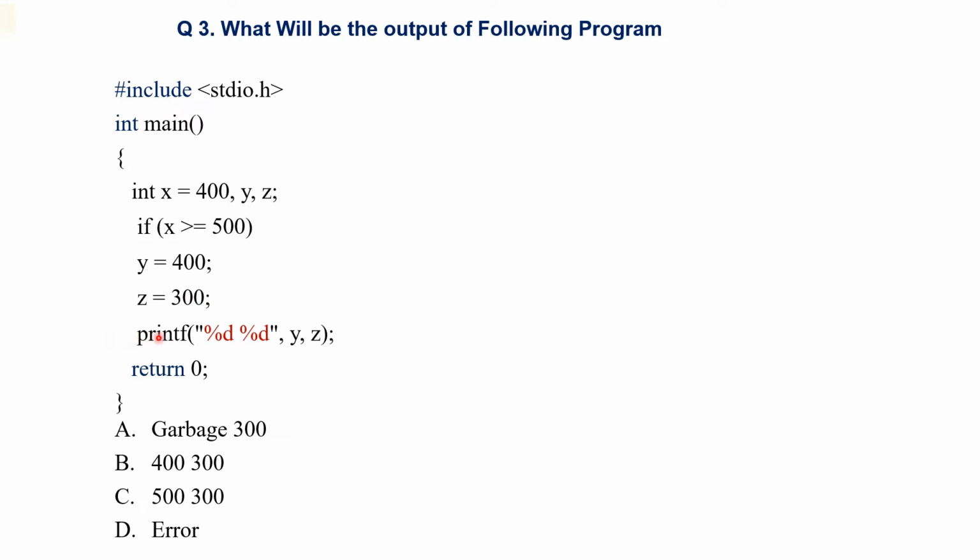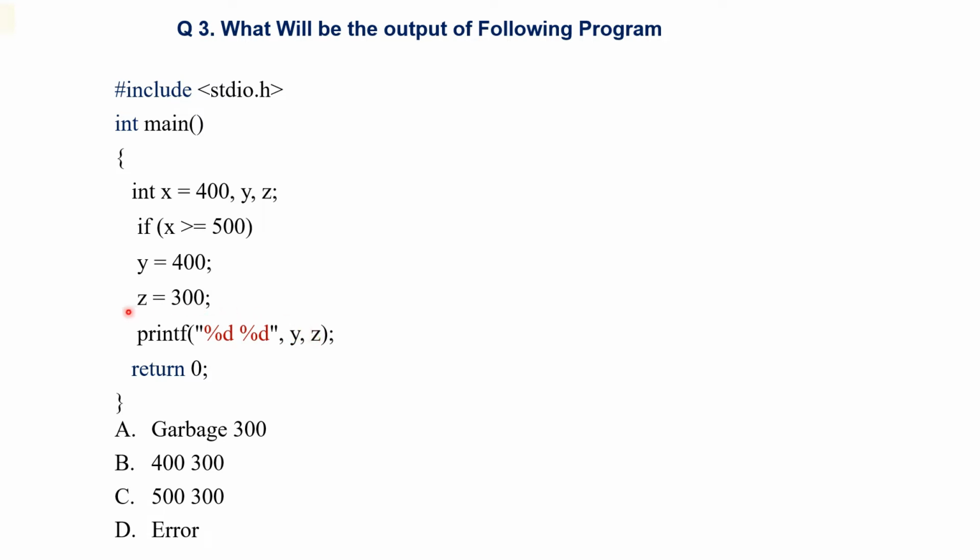Then in the next statement, values of y and z will be displayed. So what is the value of y here? As you can see here, value of y is not initialized in this program. Y will not be assigned to any value with this program, because this statement will not be executed. So hence, as y is not assigned to any value, y will be equals to garbage value. So hence with this, garbage value will be displayed, and after that value of z will be displayed.